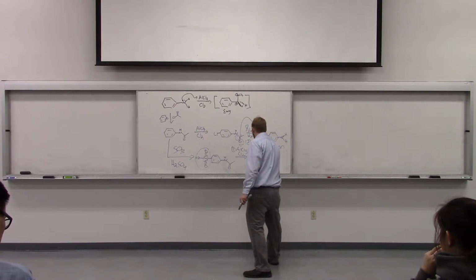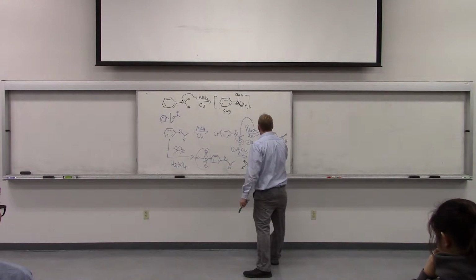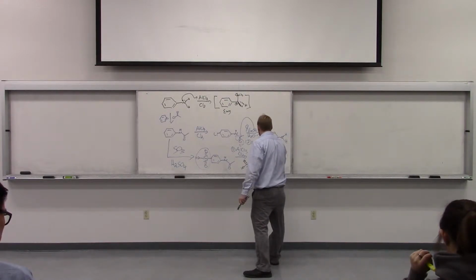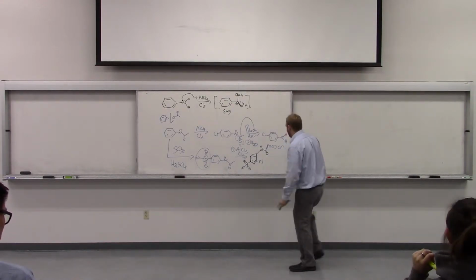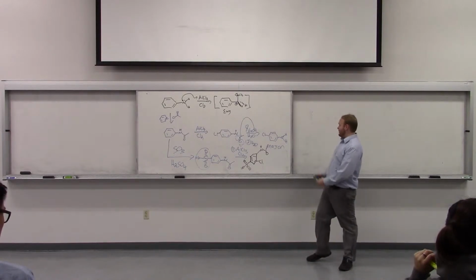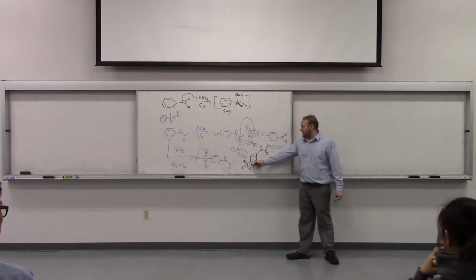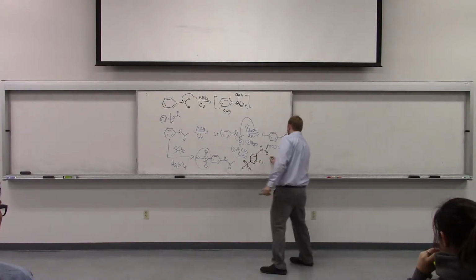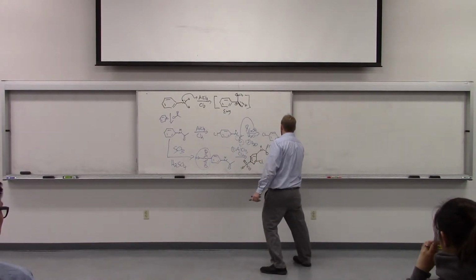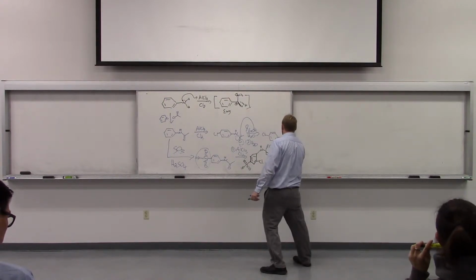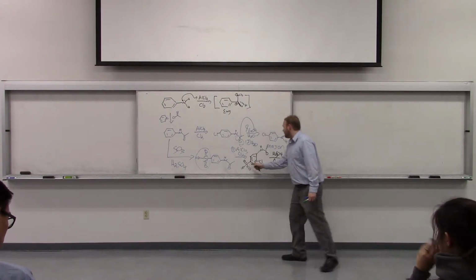But anyway, so we block this position with our sulfonyl group. That allows us to put our chlorine here. And then it's just a matter of taking this out using dilute sulfuric acid and reflux. So H2SO4 and reflux. That will take this off.